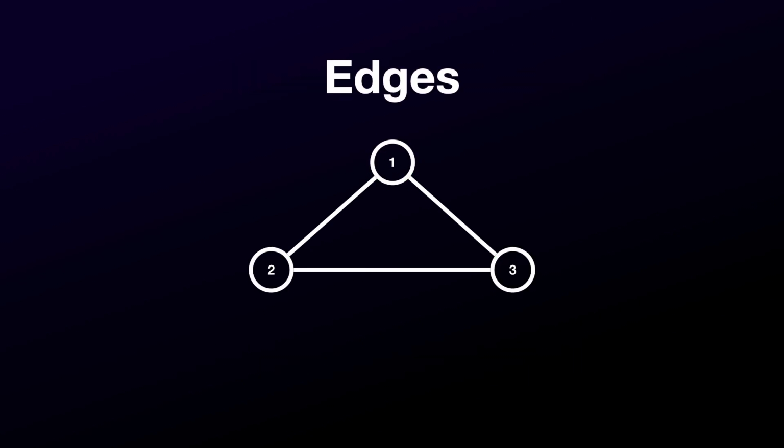Now let's talk about edges. Edges are also fairly simple to understand. They are the elements in the graph that represent connections between nodes, as you can see.